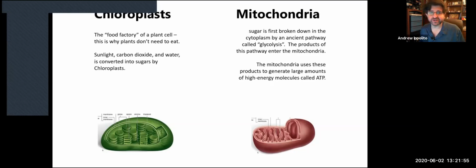So chloroplasts, you can think of as sugar factories, little food factories. All right, this is why plants don't have to take food from their environment. They don't have to eat. So you need sunlight. They collect sunlight. They collect carbon dioxide. They collect water. Those three things, and they use those three things to generate sugars. And as a waste product, oxygen.